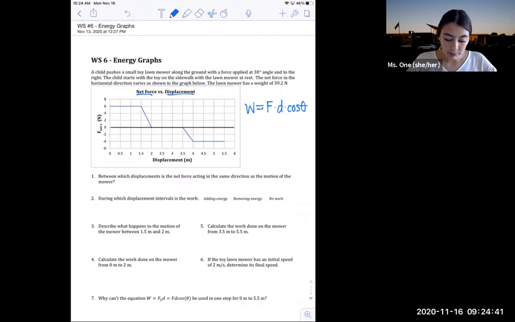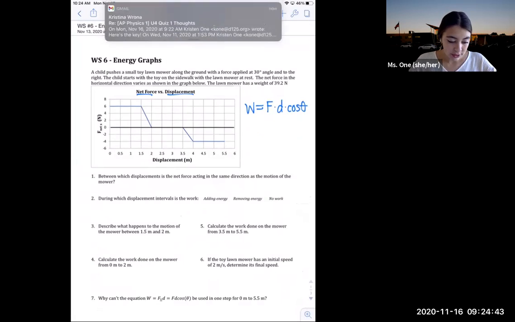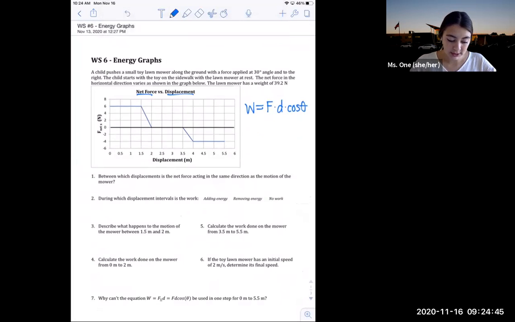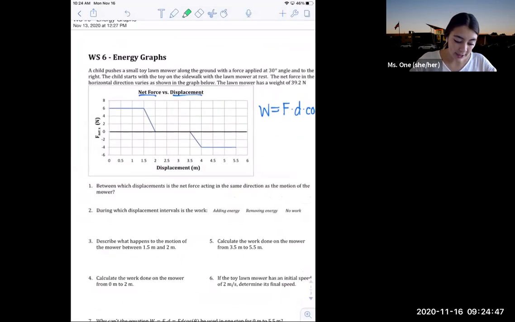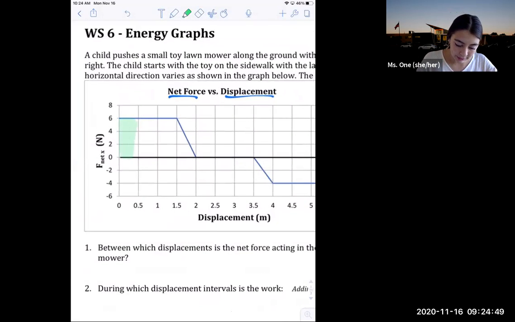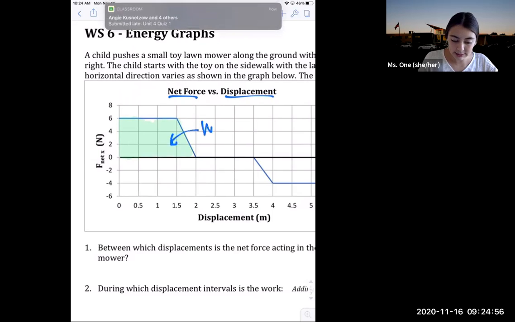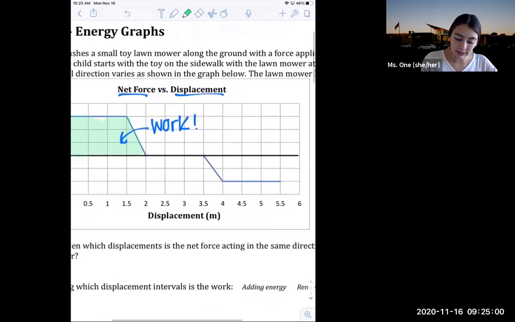So where do I actually multiply force times distance? Well, we can multiply force times distance in this graph, and what we'll end up finding is area under the curve. So in this case, area under the curve on a graph that looks like this is really going to be work. It also is going to be area under the curve down here.